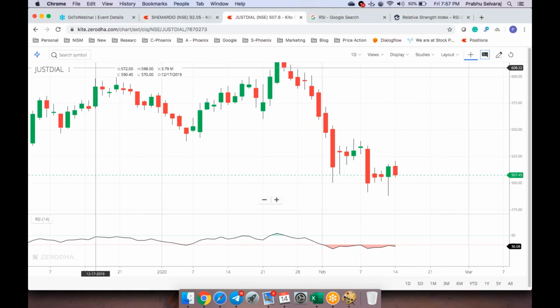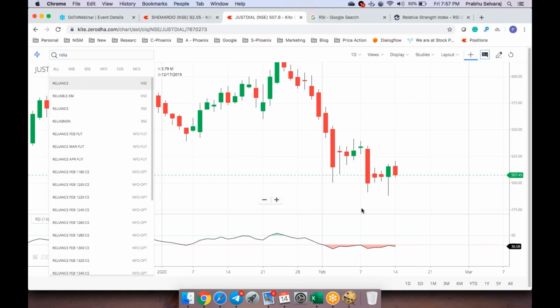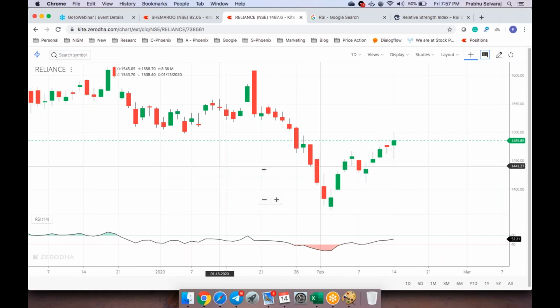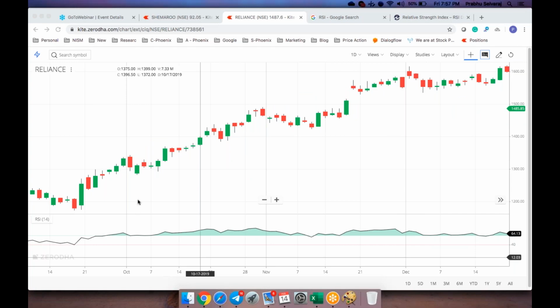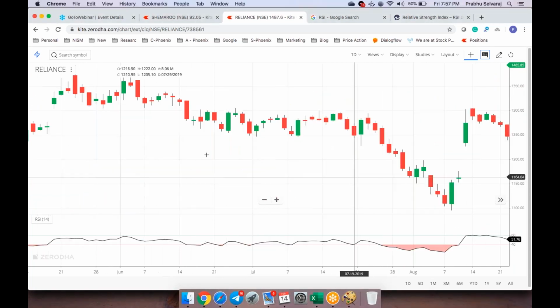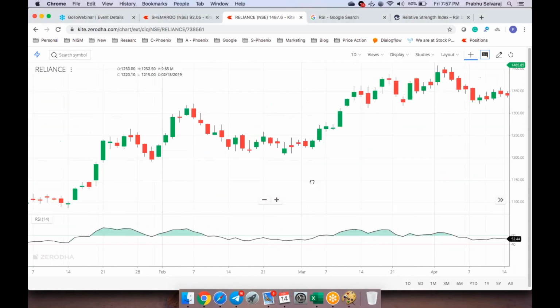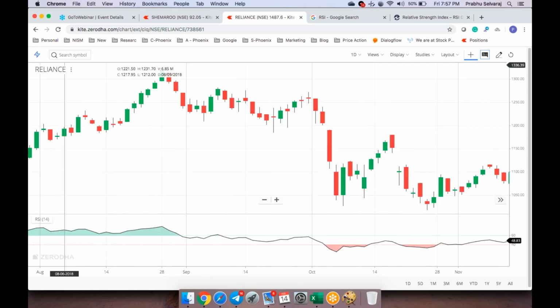Let's come back to this example. Let's go back into Reliance and check a couple more examples. Now there's no entry in RSI in Reliance, and the example of RSI traveling upside is this. Now let's see some shorting opportunities. Let's take some other stock.